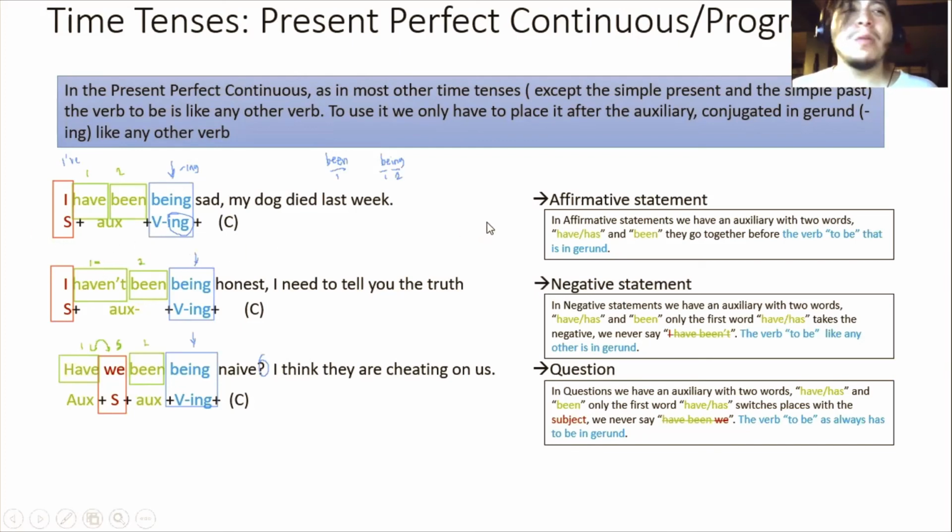Sujeto, auxiliar, verbo y complemento. Sujeto, auxiliar con negativo, verbo y complemento. Auxiliar, sujeto, verbo y complemento. No hemos roto ninguna regla. Ya estamos en tiempos bastante más complejos y seguimos siguiendo las reglas del primer día. El inglés es una cosa muy repetitiva, ¿sí? Lo que tenemos que hacer es entender la estructura.